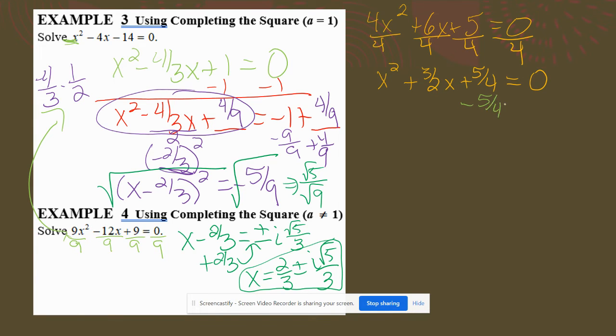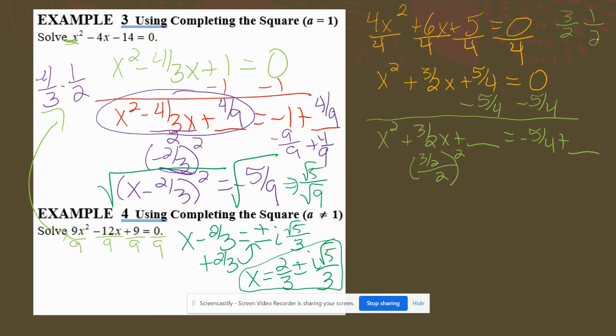From here, I can subtract 5/4 to the other side, creating our blank space for us to get a perfect square. From here, we take our b term, which is 3/2, and divide it by 2, then square it. Well, again, 3/2 times 1/2, because we don't divide fractions, we multiply by the reciprocal, is 3/4. And 3/4 squared is 9/16. So this left side factored is x plus 3/4 squared.